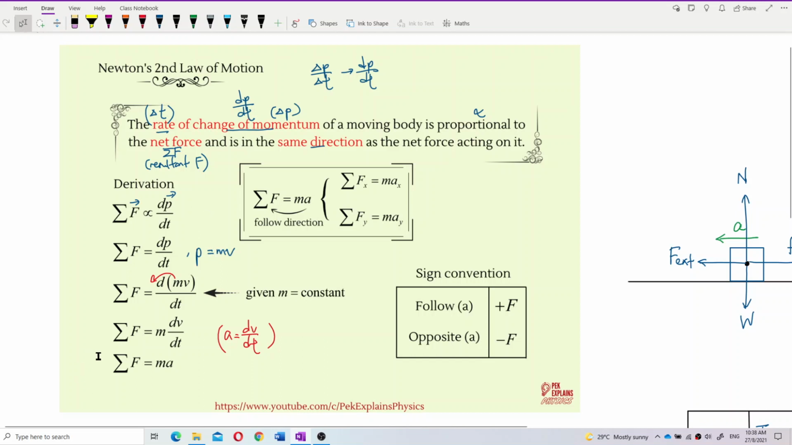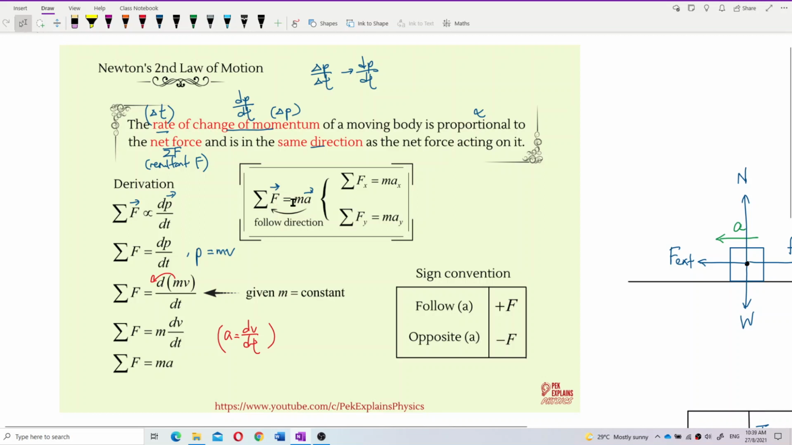So that's Newton's second law of motion: total F equal to ma. We get a new relation between acceleration and the resultant force. Acceleration is a vector, and force is also a vector. So acceleration has direction. What is the direction of the acceleration? It follows the direction of the resultant force.